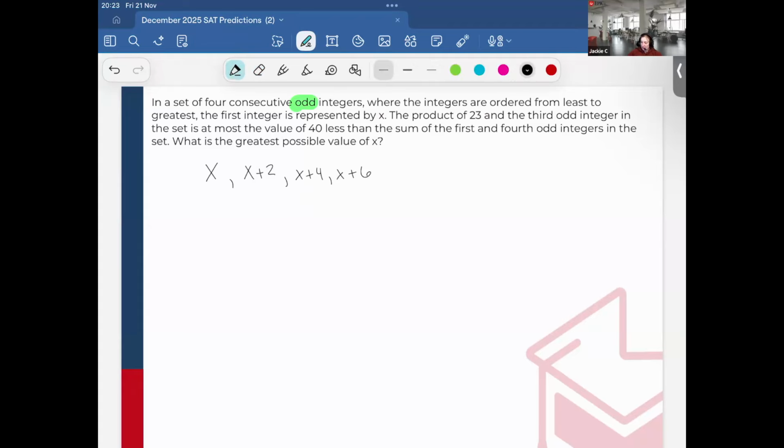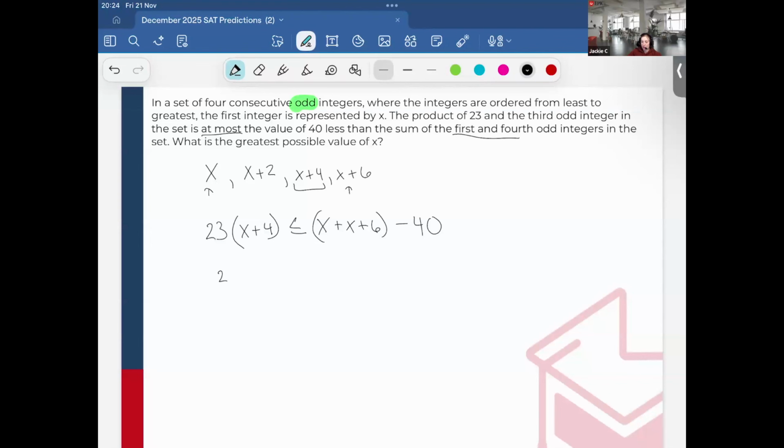So you can see they're consecutive odd integers. Okay, so it says the product of 23 and the third odd integer. So 23 times the third odd integer, which is x plus 4. And the set is at most, would be less than or equal to, 40 less than the sum of the first and fourth odd integer. So our first would be x, our fourth integer would be x plus 6. It's 40 less, so then we would subtract 40 from this. Okay, and then I just need to go ahead and solve algebraically.